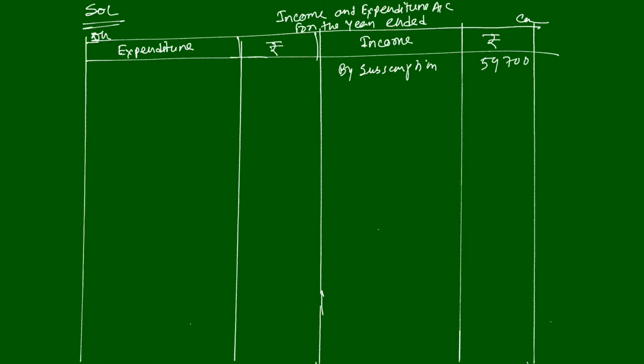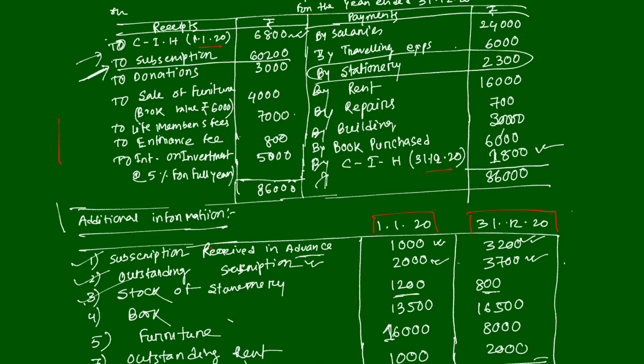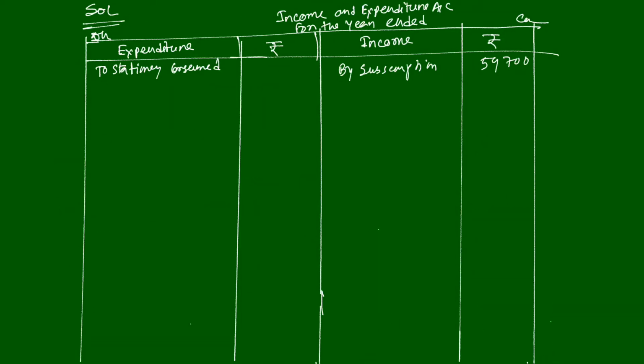Stock of stationery consumed. What is the value? This is your opening stock 1,200. This is your closing stock, and this stationery is your purchased stationery. So we know opening stock plus purchase minus closing stock is equal to your 2,700. This is your stationery consumed.